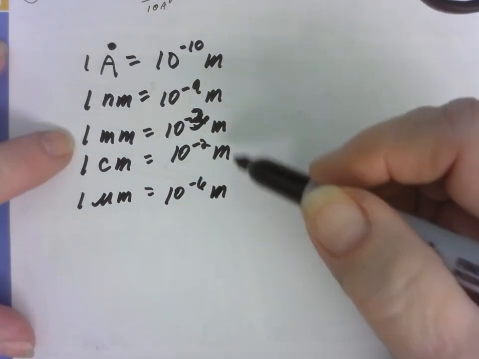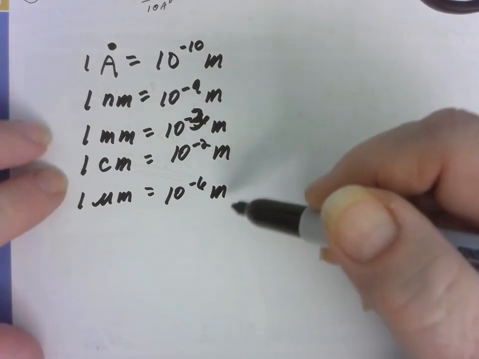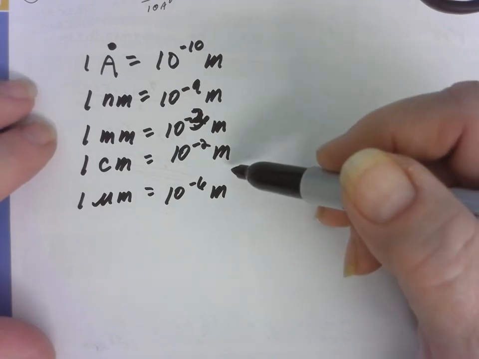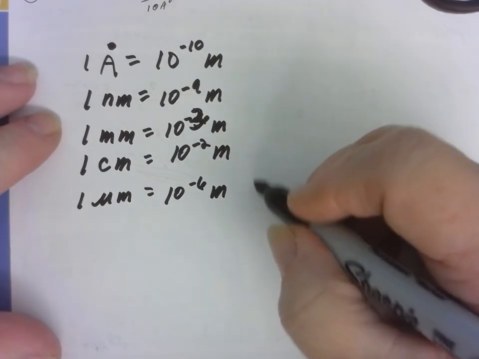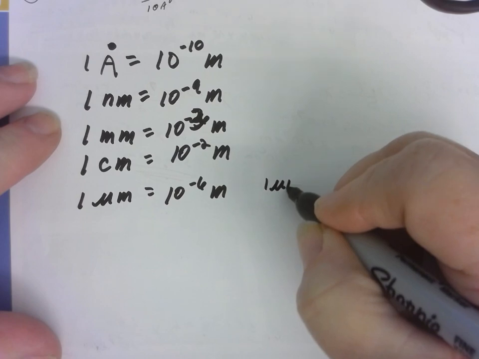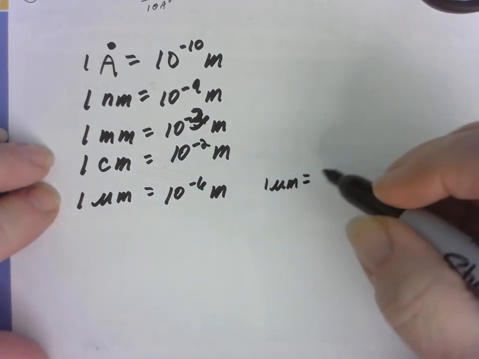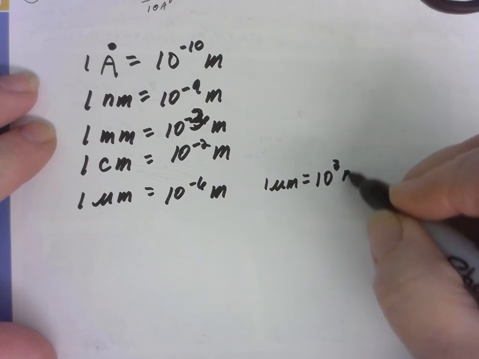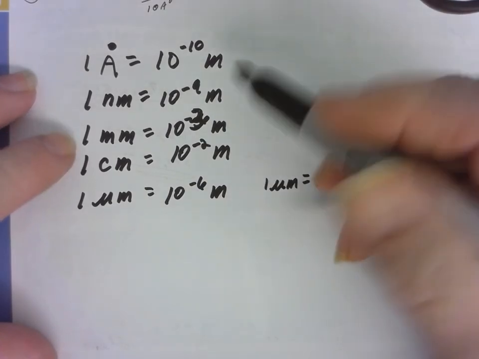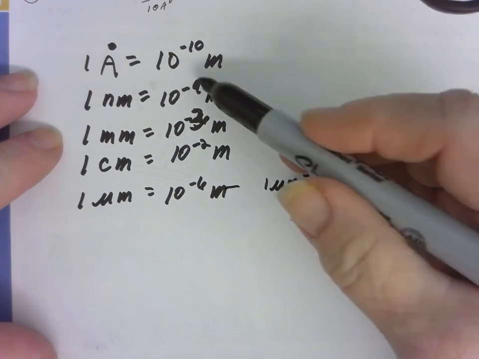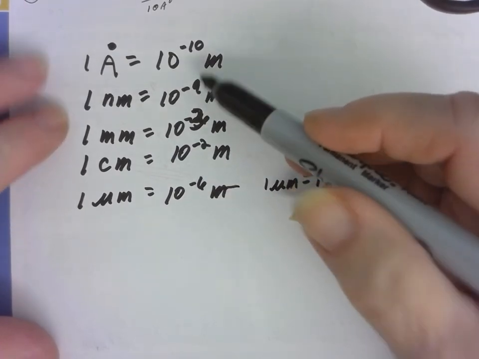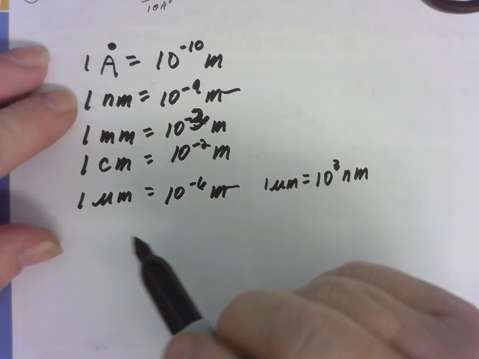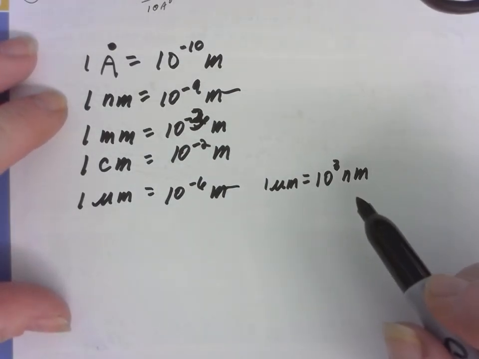So we have these different units. We can either go through meters to convert one to the other, or we can take shortcuts. For instance, 1 micrometer equals 10 to the 3rd nanometers, because there's a difference between these two of a 3: negative 6 to negative 9, nanometers being smaller than micrometers. Okay, so those are some conversion factors we will be using.